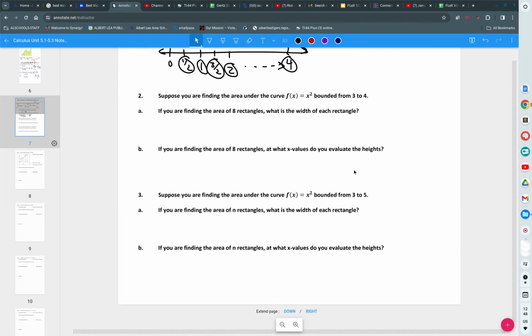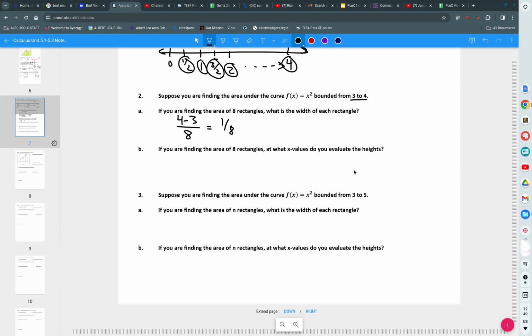Suppose you're finding the area of a curve f of x equal to x squared, but you're just going to bound it from 3 to 4. Okay? If you're finding the area of 8 rectangles, what is the width of each rectangle? 1/8. How'd you get that? Same thing you did up top. 4 minus 3 divided by 8. Wait, what did you just do? So the length of the interval is 1 unit. Oh, yeah. And I'm dividing into 8 rectangles, so I get 1/8.